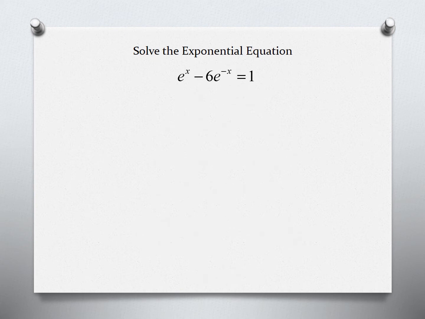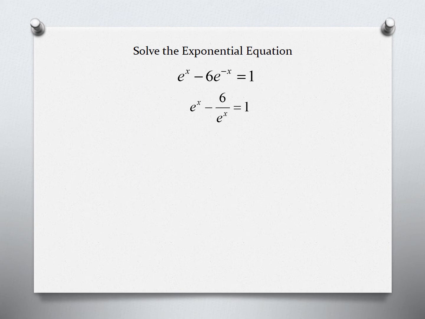Okay, let's take a look at this special example. Here we have e to the x minus 6e to the negative x is equal to 1. So our task is to determine what is the value of x. Okay, so keeping that in mind all the time, we're just looking for what is the value for x, and we're going to use the properties and rules for solving equations that we have available to us.